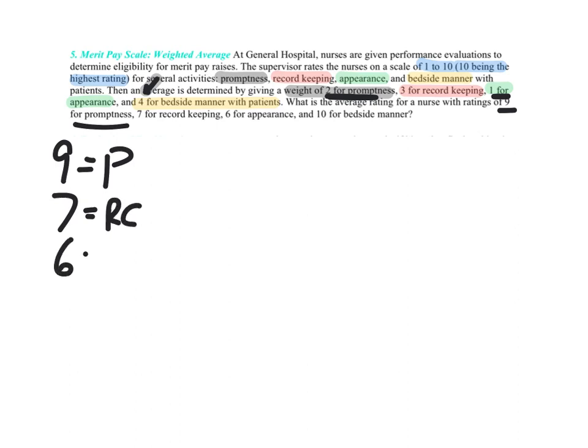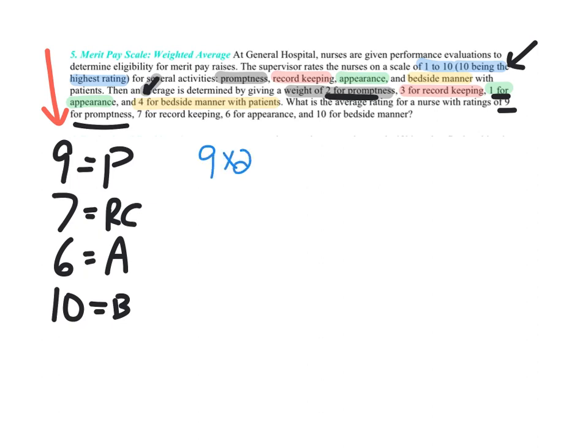So here we need to try to figure out a nurse's rating, and we have the different scores here. It says they get a 9 for promptness, a 7 for record keeping, 6 for appearance, and then 10 for bedside manner. So what we're going to do is we're going to use our weighted average formula. We're going to take each data value, which in this case are these scores, and we're going to multiply them by the weights. So first we'll go promptness. Here the promptness, the nurse had a rating of 9, and the promptness's weight is 2. So we're going to go 9 times 2.